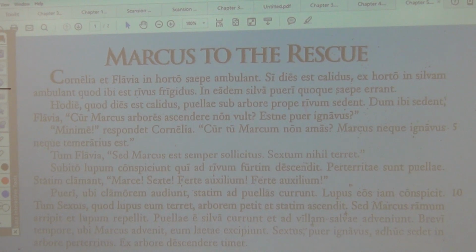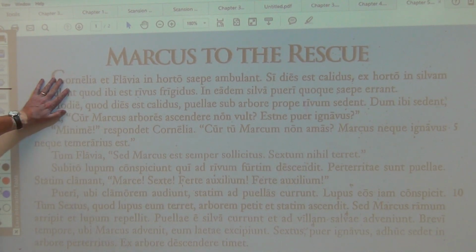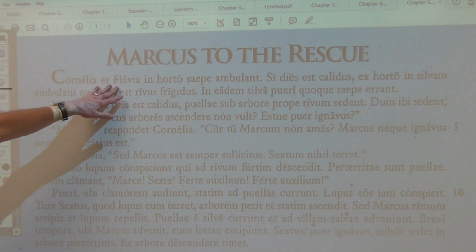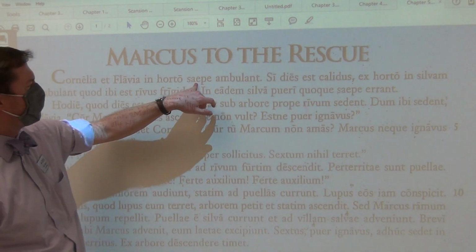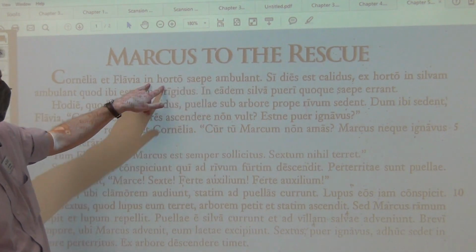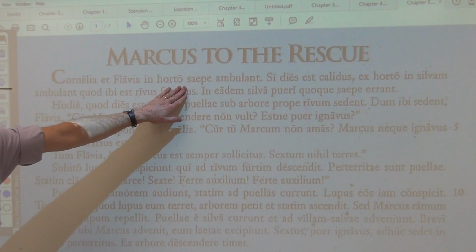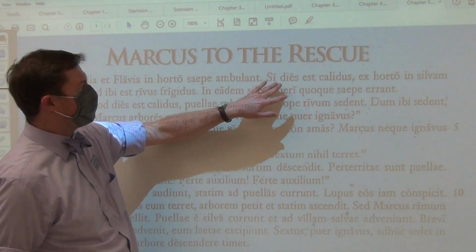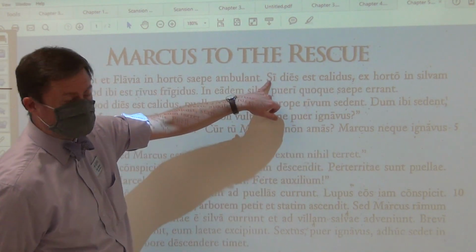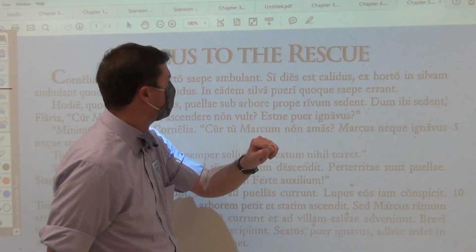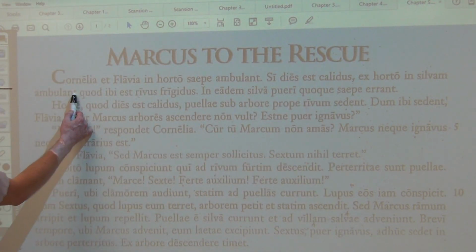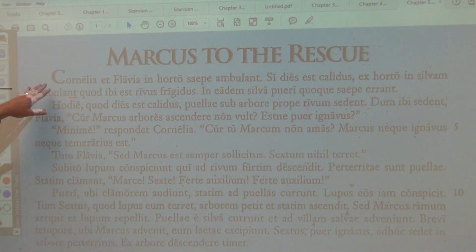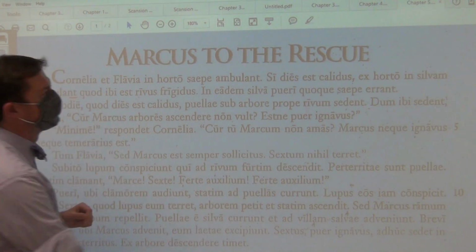So here we are. Chapter 5, Marcus to the rescue. Cornelia and Flavia often walk. Saepe means often. In the garden. In, and there's no um. So it's in the garden. Si dies est calidus. If, that's what si means, the day is hot, they walk. Do you see that's a finite verb? It has a subject. They walk, they are walking, they do walk.